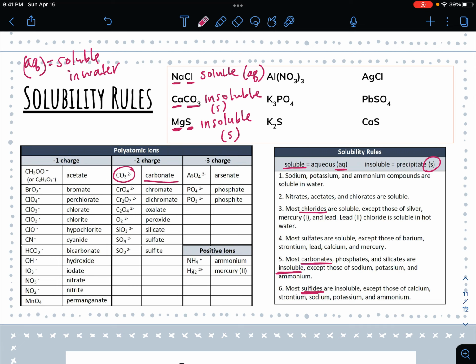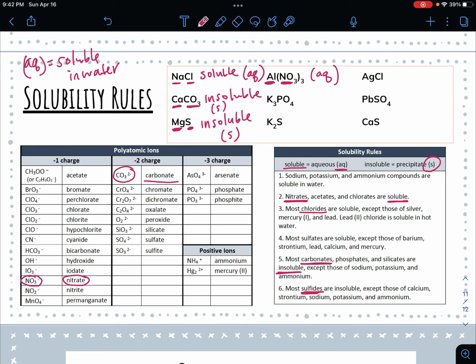All right, let's just keep going. We'll do a couple more. Here we have aluminum, and then NO3 is a polyatomic. Let's see if we can find that. Here it is, NO3, nitrate. So let's find my rule about nitrates. Here we are, rule number 2. It says they are soluble. So that means it's an AQ.